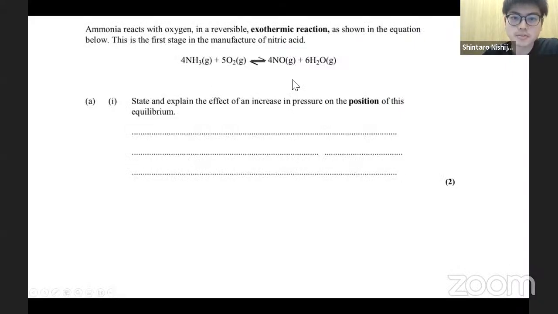Can people see my screen? Okay, great. Also, before we start the questions, does anyone have any questions? Something you want clarified? I did speed through that quite quickly. Okay, feel free to send questions in for clarification.